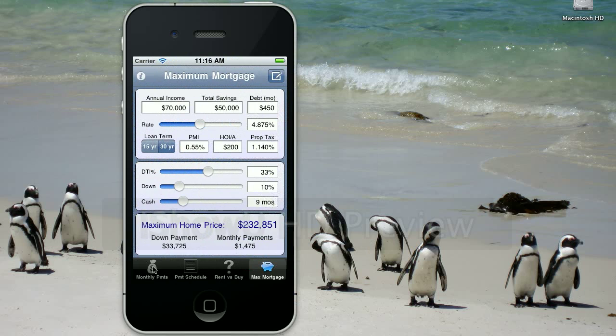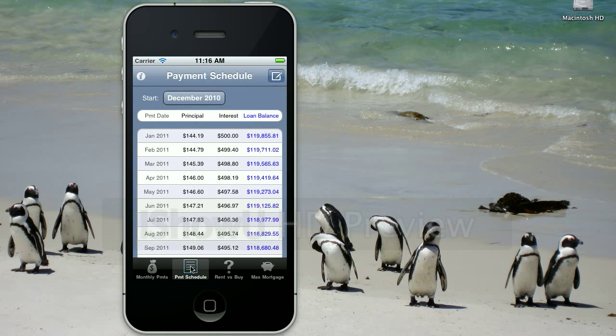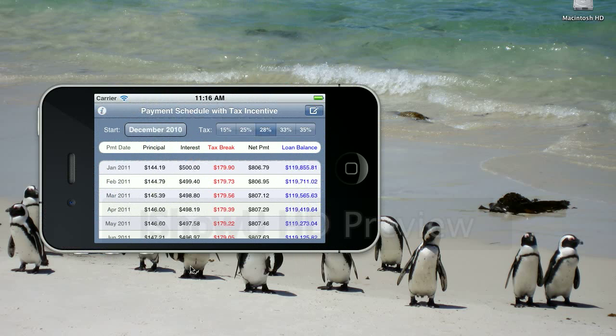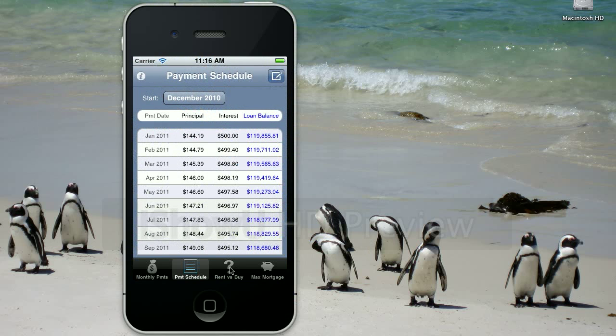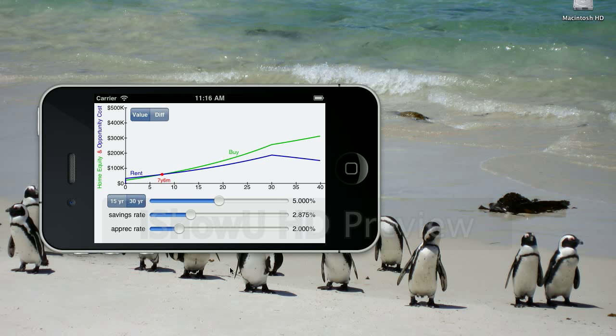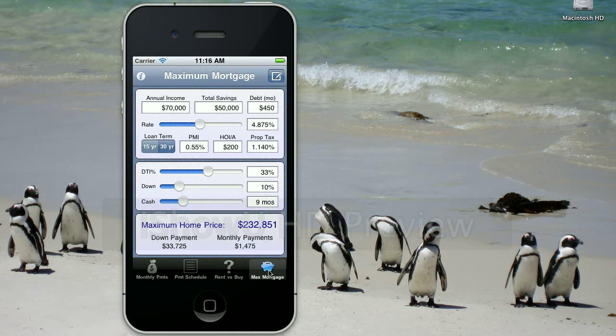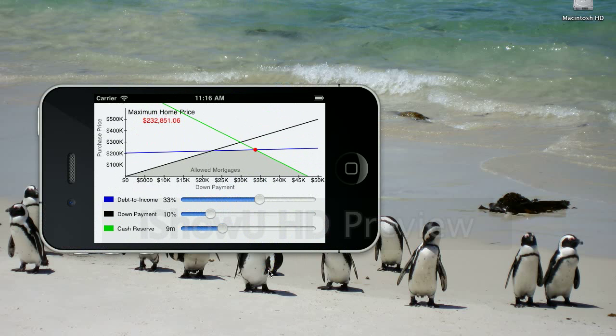So there we go, just to review. We have your monthly payments, where you can figure out exactly what your monthly mortgage payments will be. Payment schedule with a tax incentive, so that you can see how much you're going to save every month off of your monthly payments in terms of a tax rebate from the government. Your rent versus buy calculator, so you can see when it's better to rent and when it's better to buy. And the maximum mortgage, so you can see what's the most expensive home that I could afford given my risk factors. And again, you can play with that to see how they really affect things.